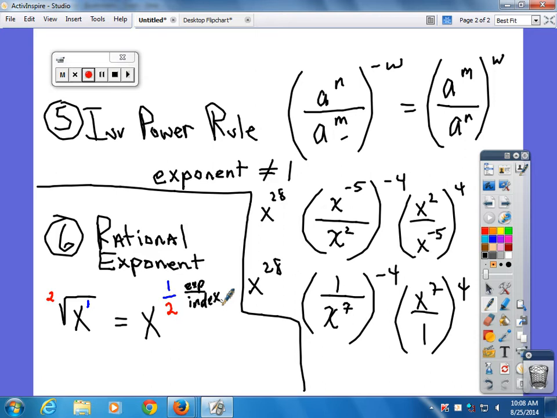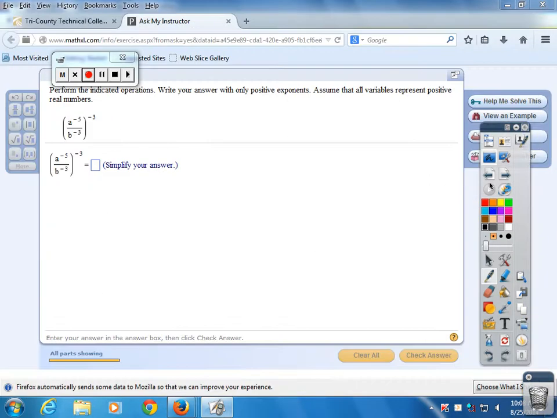Now let's go back to the problem. Now that we've gone through the rules, please work the problem. Can you work it several different ways? Can you start it several different ways? Yes. You start it however you want to do.